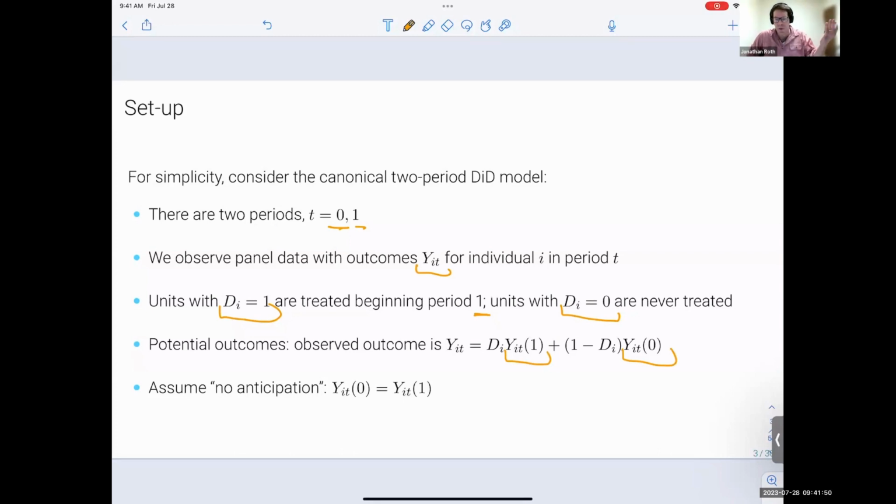So we observe the Y(1)s for the treated people. We observe the Y(0)s for the untreated people. And typically we assume what's called the no anticipation assumption. Oh, sorry, this is a typo here. These t's here should be 0. I apologize. I'll put that in red so I fix these before we post these. That should be a 0. So in period 0, your outcome doesn't depend on whether you ultimately get treated in period 1 or not.